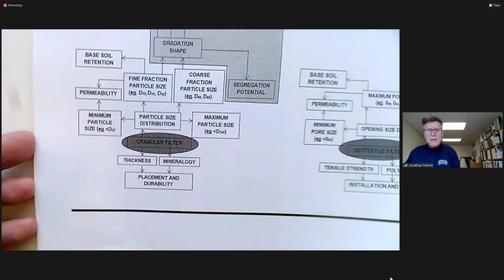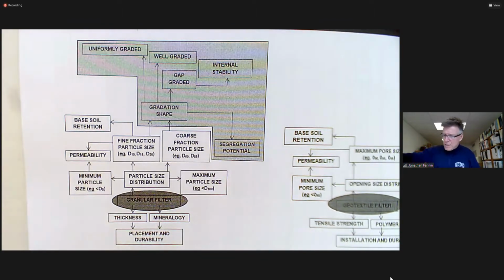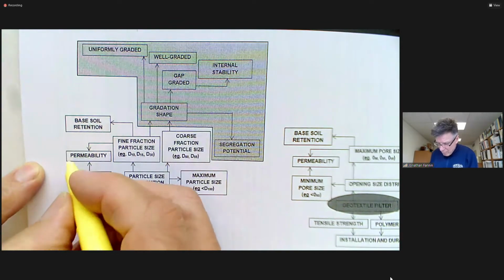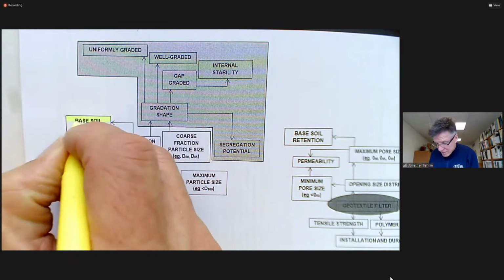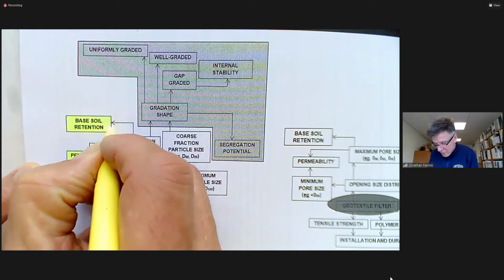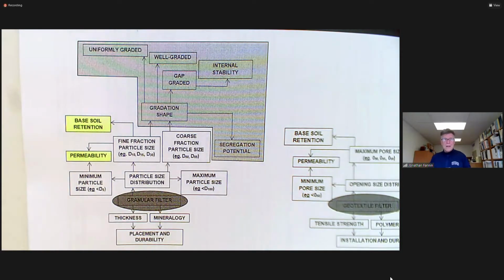Let me speak to this. This is an attempt that I've made to capture the decisions that we need to take and defend for granular filters. Ultimately, it ends up with a consideration of permeability, a consideration of base soil retention. That's often what we might think of in granular filter design, and Terzaghi's rules for certain categories of base soil, but the D15, D85 rule for base soil retention, and a similar empirical rule for permeability. And that's what we tend to think about as kind of the two cornerstones of granular filter design.